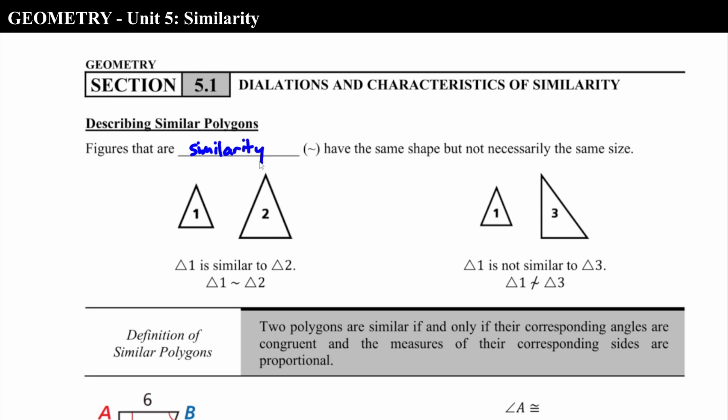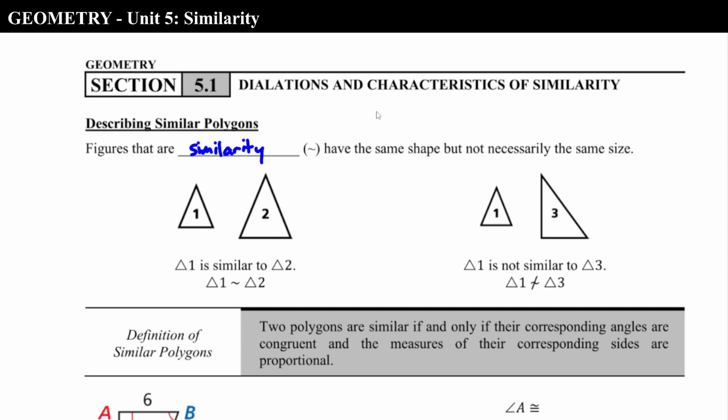Similarity refers to figures that have the same shape but not necessarily the same size. So here, triangle 1 and triangle 2 are the same shape, but triangle 2 is just bigger than triangle 1. So therefore we can say that they are similar. They're not congruent because they're not the same size, but they are similar.